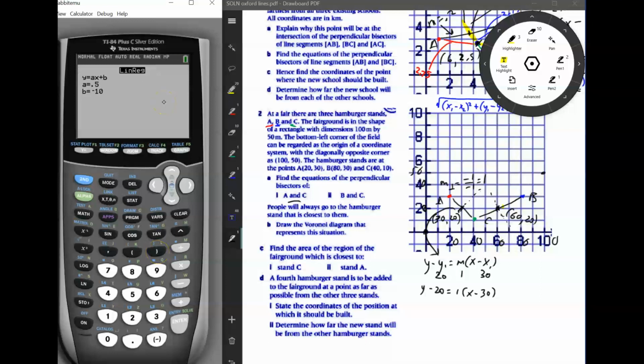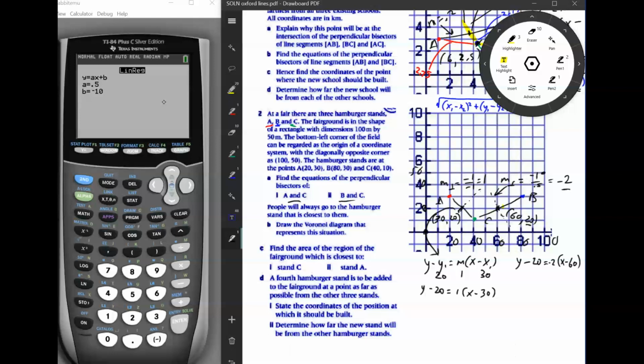And the slope is 0.5. So the slope of this one, the perpendicular, is equal to -1 over 0.5, which if you compute that in your calculator, it's going to be -2. Okay, so that means that if we wanted to find the equation of the perpendicular bisector BC, it would be y minus, we would take the y coordinate 20, equals -2, x minus 60. So that is the equation for the perpendicular bisector of BC.